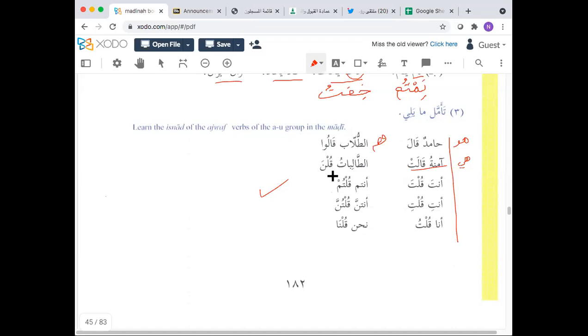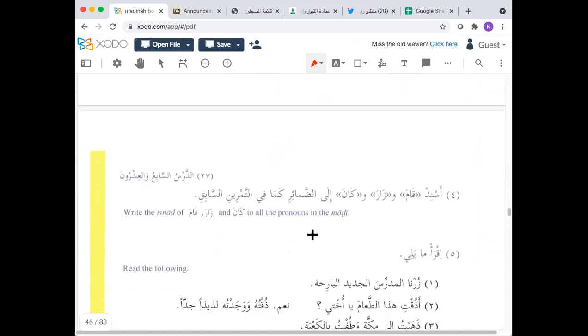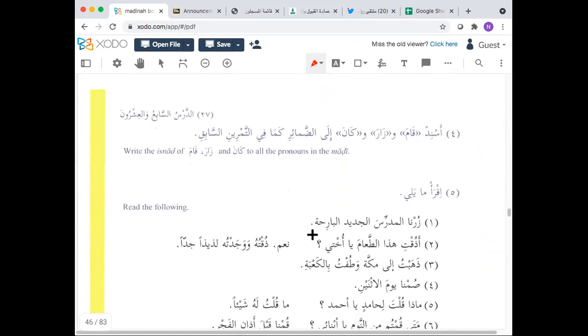MashaAllah. That means you got all the answers correct on the previous page. Alhamdulillah. Let's go and have a look at these exercises.